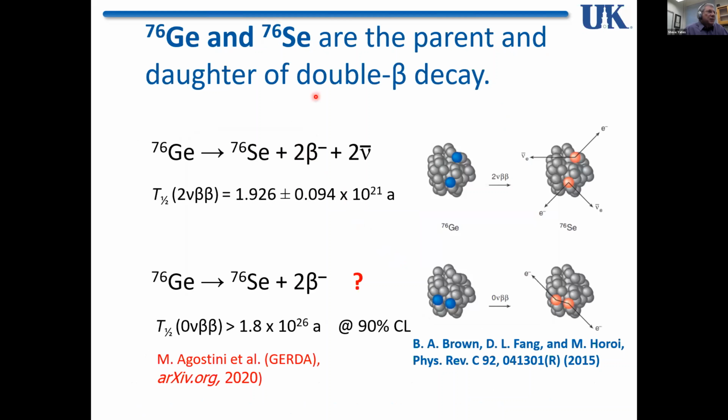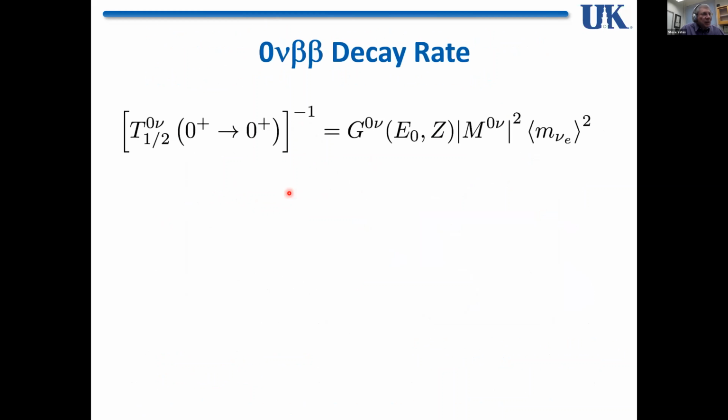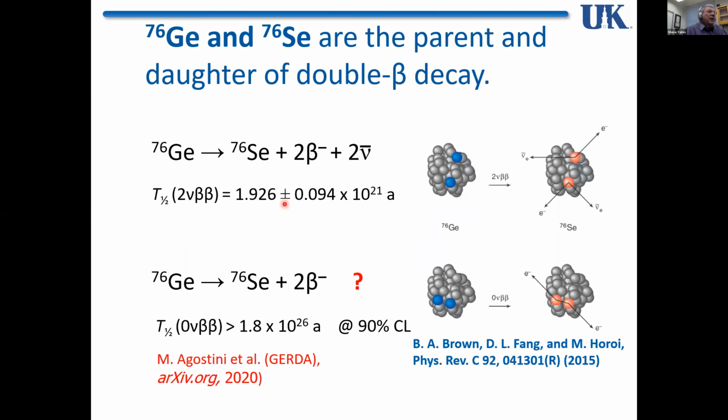So if I would just summarize what is known about germanium-76 double beta decay into selenium-76, the 2-neutrino process is well known. You can see the half-life is known to about a 5% number. The neutrinoless process has not been observed. I hope I've got the current limit on the half-life right. It's over 10 to the 26th years. So this is a very rare process.